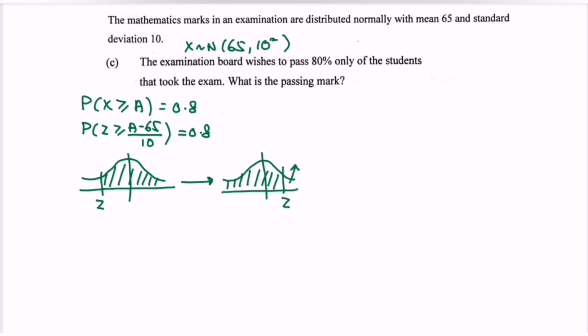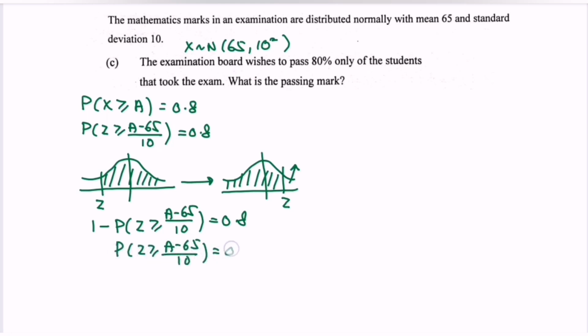We have to rewrite the formula in order to eliminate the part on the right-hand side. So 1 minus the probability that Z is greater than or equal to (a minus 65) over 10 equals 0.8. So the probability that Z is greater than or equal to (a minus 65) over 10 equals 0.2. By referring to the statistical table, especially page 23, we notice that Z is equal to 0.8416. That is the value for this part. But do remember, the original Z actually is negative. So our answer will be negative 0.8416.